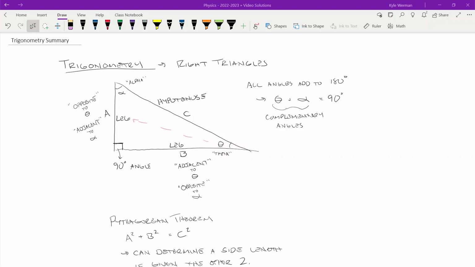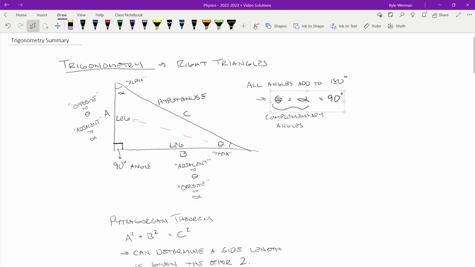This is a picture of a right triangle. I've labeled a lot of different elements of it and different terminology. What makes it a right triangle is this 90-degree angle. All triangles, the angles within a triangle always add up to 180 degrees. And if this is 90, then these other two angles have to add up to 90. Right? 90 and 90 is 180. We call these complementary angles.